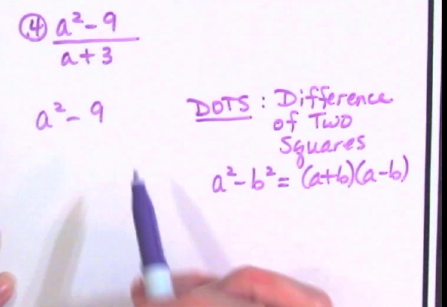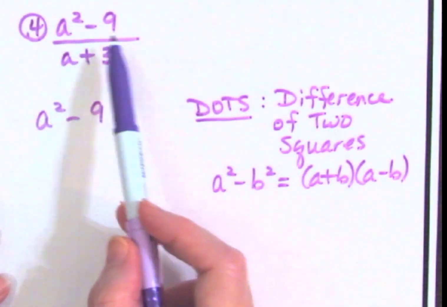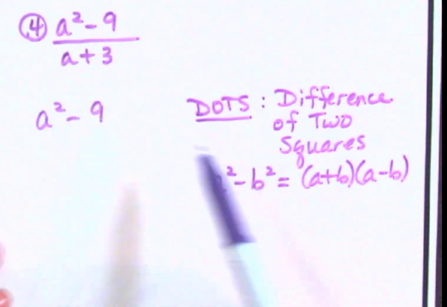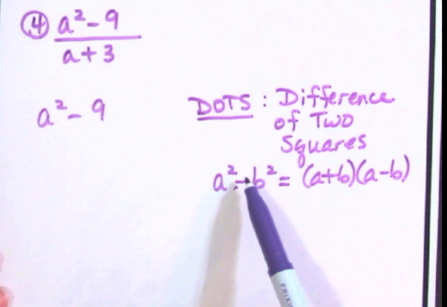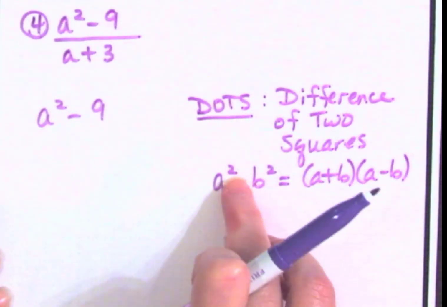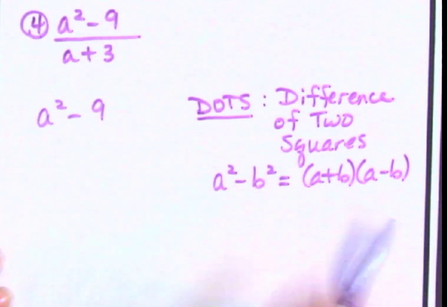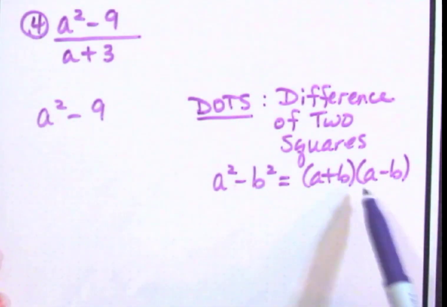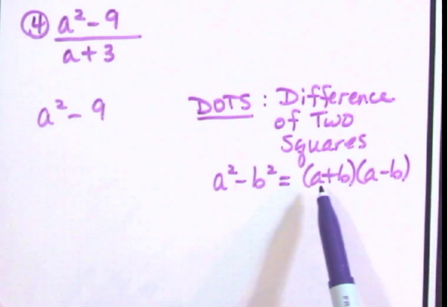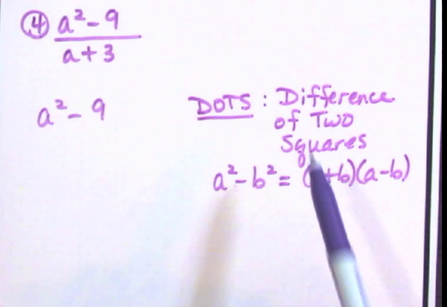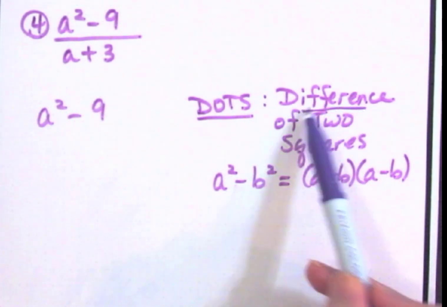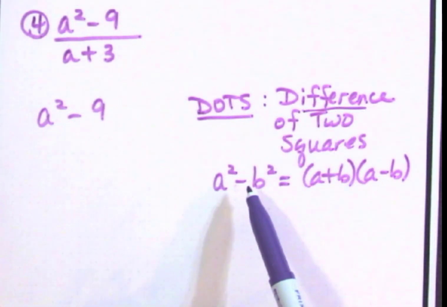So in our last problem, we have this a squared minus 9, which is what we call a difference of two squares. And if you'll remember, the rule is a squared minus b squared, which factors into two parentheses, a plus b, a minus b. So a is the square root of a squared, b is the square root of b squared. And again, this only works if it is a difference. This does not work if that is a sum, only if it's subtracting.